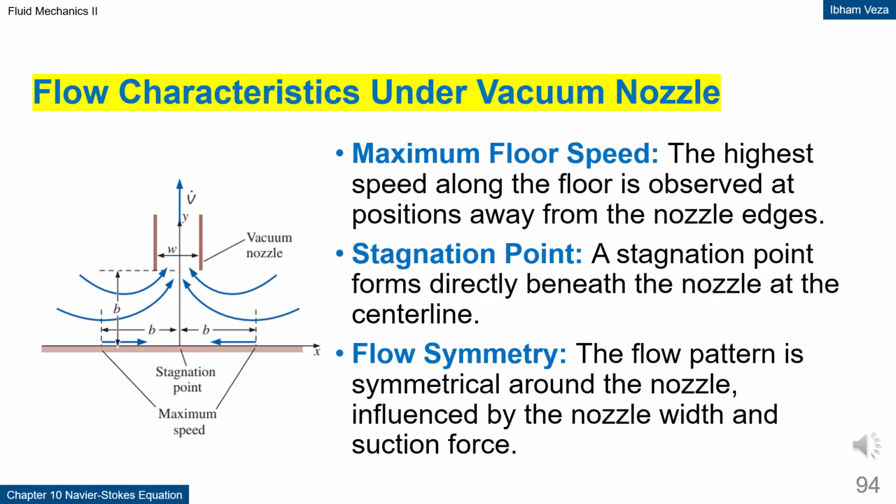The maximum speed along the floor occurs at certain locations that are not directly beneath the nozzle center. Directly under the nozzle center, there is a stagnation point where the velocity becomes zero. The flow pattern is symmetric about the center line. The nozzle width and suction strength strongly influence the shape of the velocity distribution. This information is important for optimizing vacuum device design.